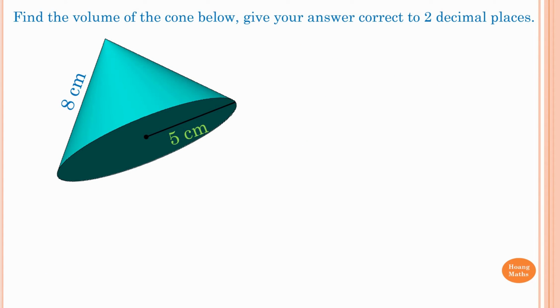Second one, find the volume of the cone below. Give your answer correct to 2 decimal places. So first thing, volume of a cone is 1/3 pi r square h. Okay, 1/3 of area times height. So area of a circle is pi r square. So 1/3 pi r square times h. So the radius is 5, but we haven't got the perpendicular height. So we need to find the height of this. This is h, and this is 8 centimeters, if you like.